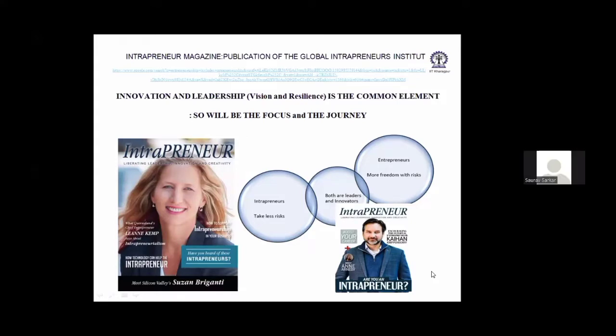But my main objective in placing this slide is to show you these three bubbles. On one extreme, on the right bubble, there are entrepreneurs, and on the left, intrapreneurs. Entrepreneurs take more risk and enjoy greater freedom. Intrapreneurs, since they are within the corporate organization, have limited risk, and so they take less risk. But the commonality, the intersection bubble, is that in their own spheres they are thought leaders, action leaders, and innovators.